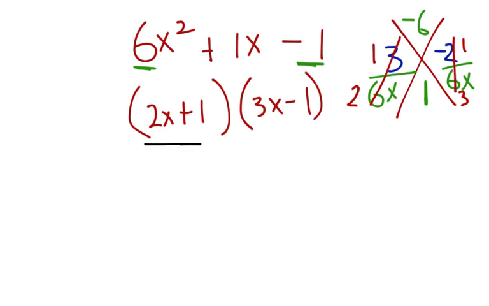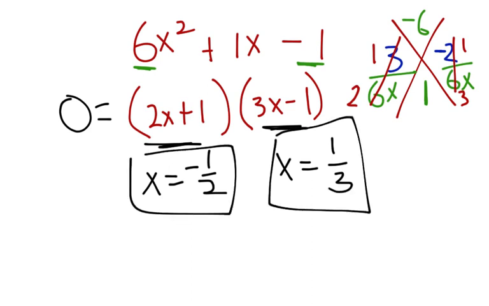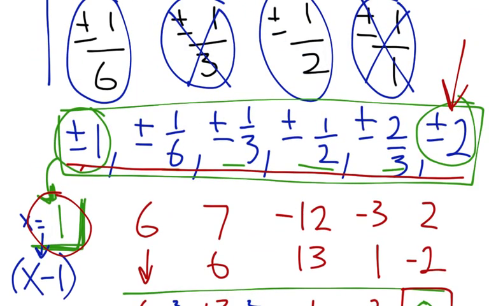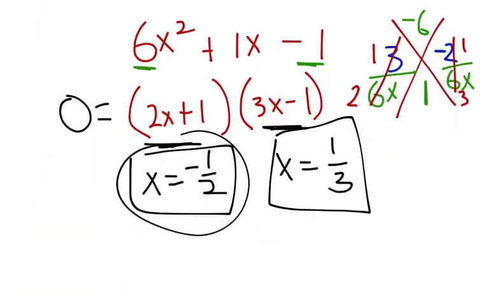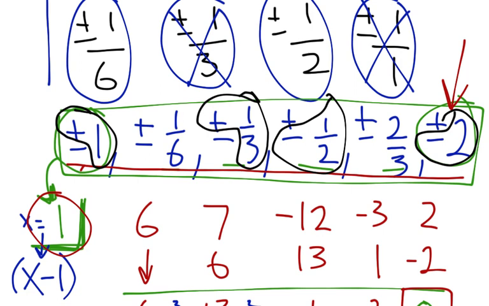So I just found my last 2 factors, which means I need to set them equal to 0 to find the last 2 roots. So this will give me x equals negative 1/2, and this will give me x equals positive 1/3. So these are my last 2 roots, and if you look back at our original trial, we do have our negative 1/2 as a potential root right here, and we have the positive 1/3 as another potential root. So those were actual roots along with our positive 1 and our negative 2. So those are our 4 actual roots that came out of my possible ones.